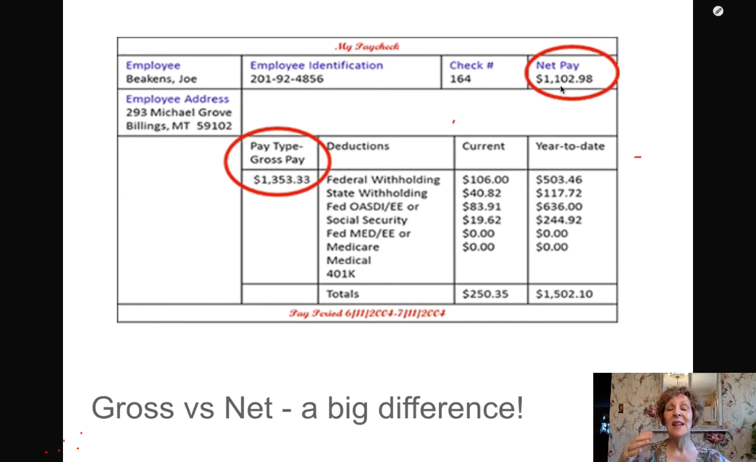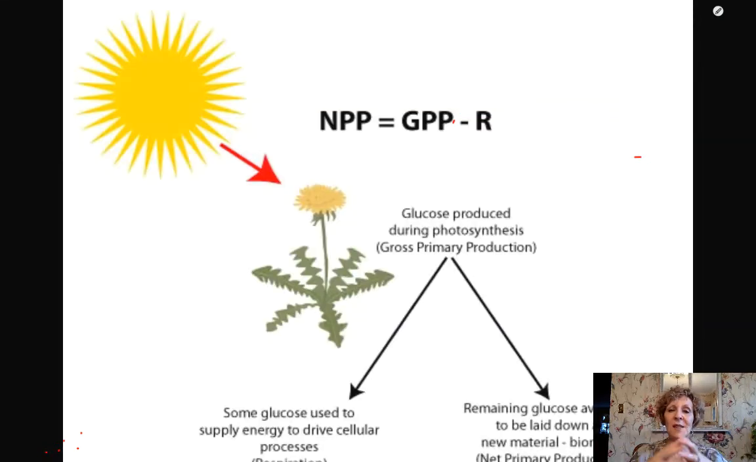The net pay is what you have left over after they take out those deductions, all right? So we're going to see that we have a gross primary production and a net primary production. The gross primary production, or GPP, is all of the glucose that is produced during photosynthesis. We say the carbon is fixed. So the carbon dioxide comes in and it is incorporated into some type of carbohydrate. That is our gross primary production.